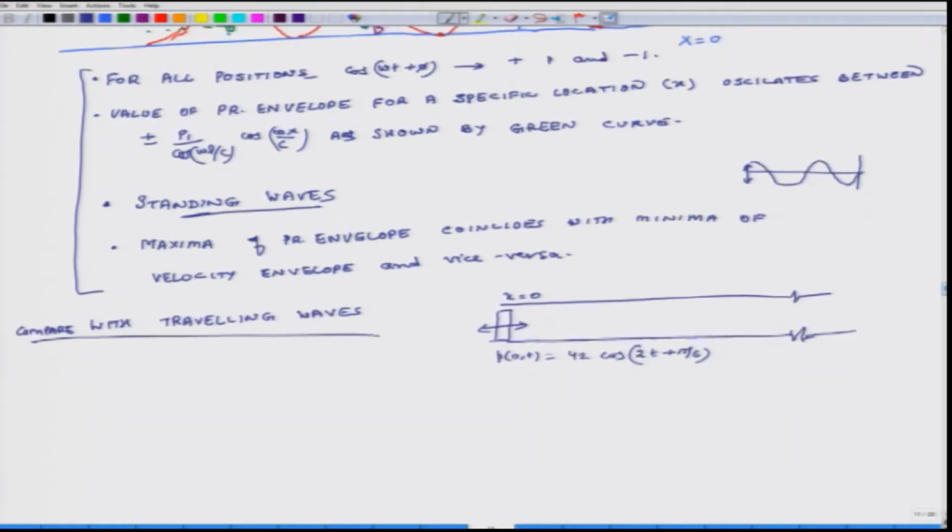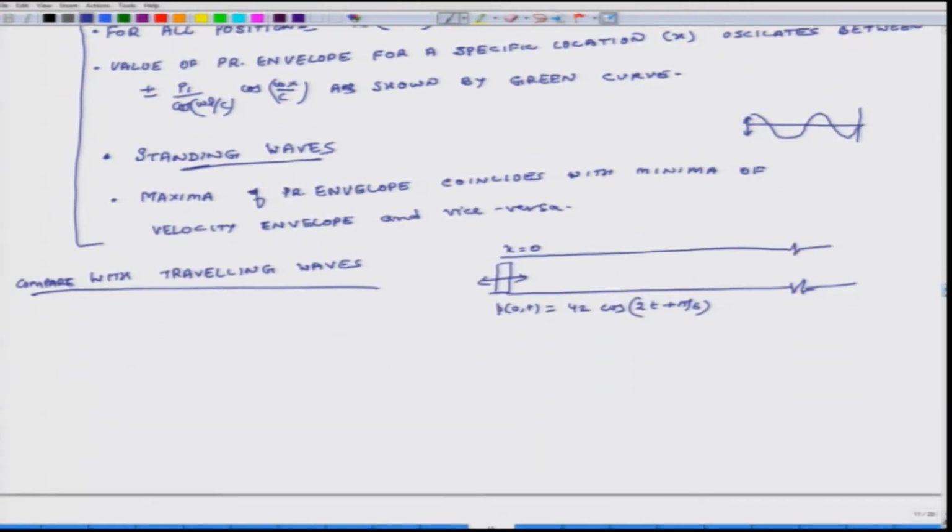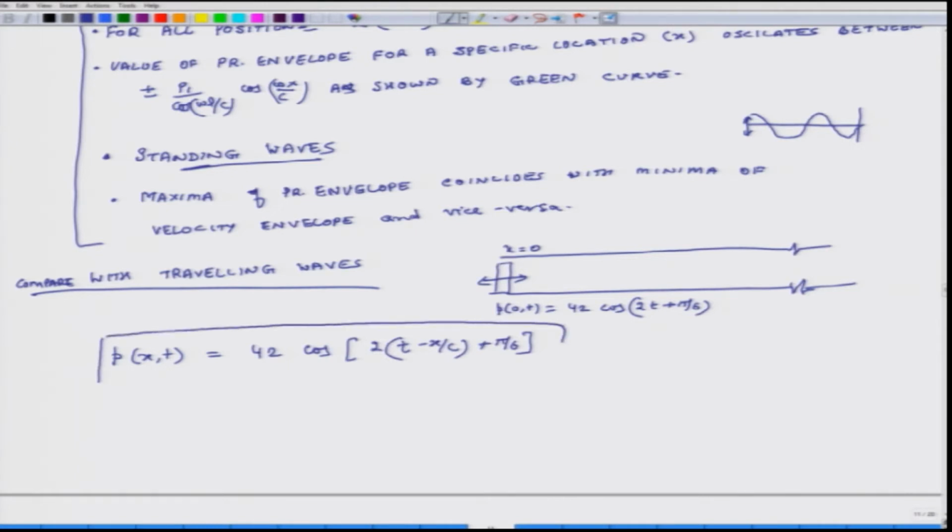Now, the solution for this was P of x t. We had developed this solution, which is equal to 42 cosine of 2 t minus x by c plus pi over 6. Now, this was a travelling wave.